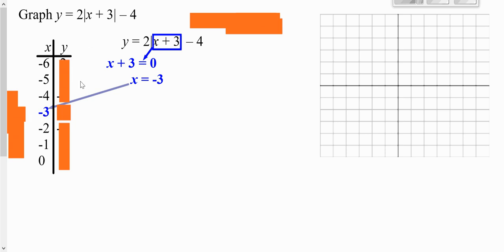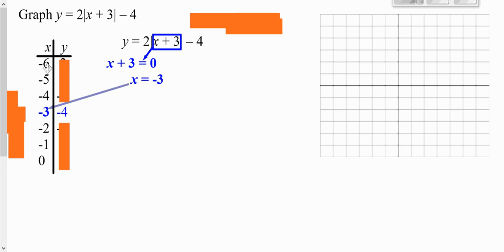I'm going to start with the negative 3. Negative 3 plus 3 is 0. Absolute value of 0 is 0. Times 2, subtract 4, and we get our negative 4. Then we're going to plug in all the rest of these numbers. Now, if you have a graphing calculator, it could generate this table for you.